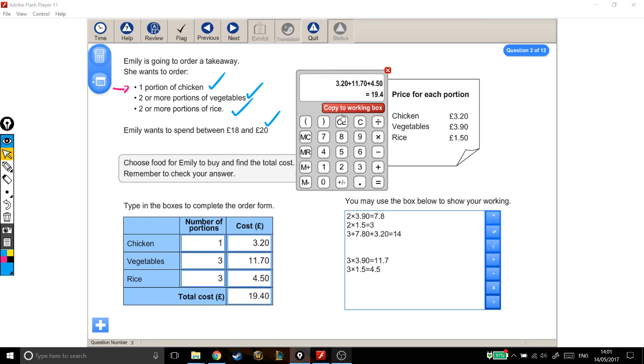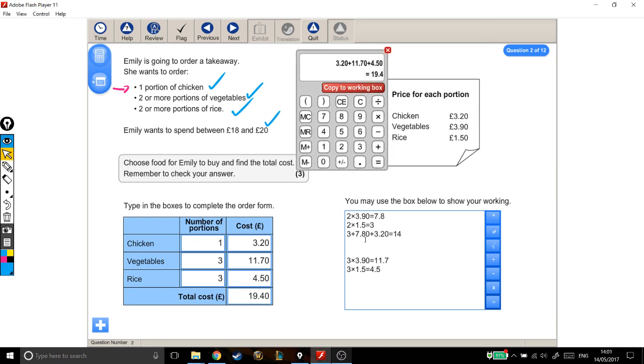We've got the working out box. And an interesting thing about this one is that it says you may use the box below to show your working. So if you don't get this completely right, they may give you some marks for this. But that's all of this stuff together, that's what you need to do for a 3-mark question.